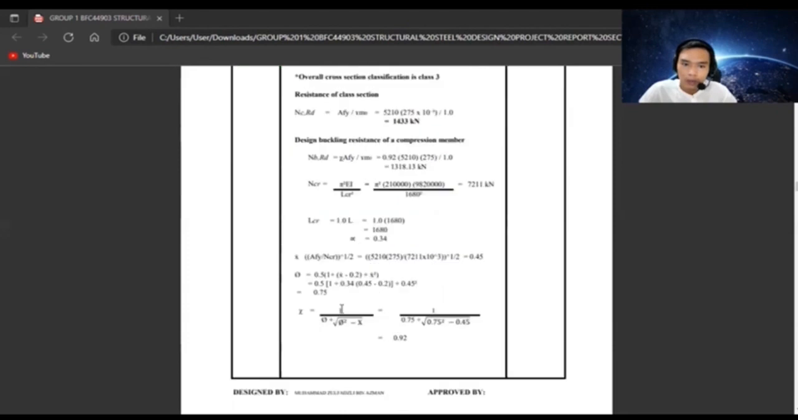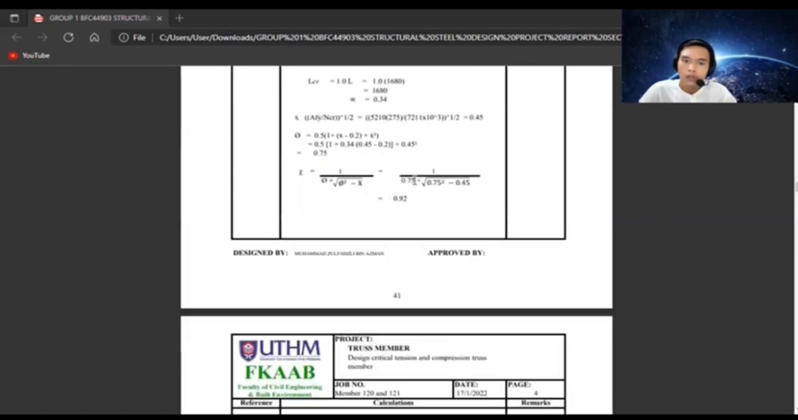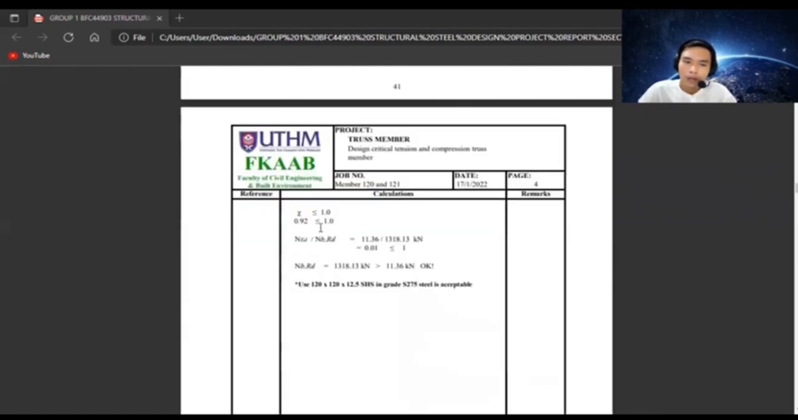0.92, we got it from here, which is the formula here, started from here, A f_y over N_cr, square root, and then we got the value is 0.45. We got the value of theta, I think 0.75. And then for the X calculation, the value at theta, we insert it into the calculation. So the value is 0.92, and then the 0.92 we bring into this N_b,Rd, and we get the value is 1318.13 kilonewton. And then we compare the value.